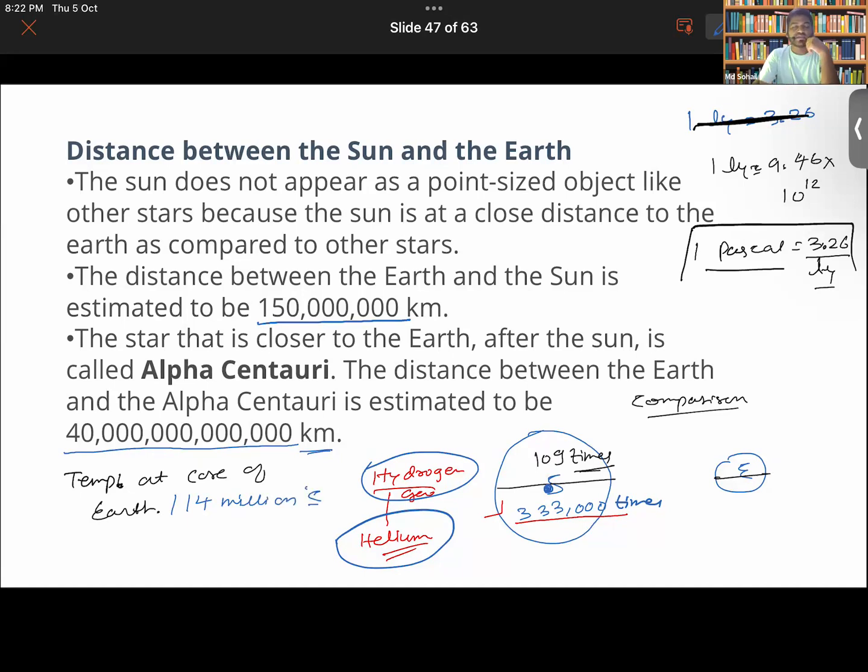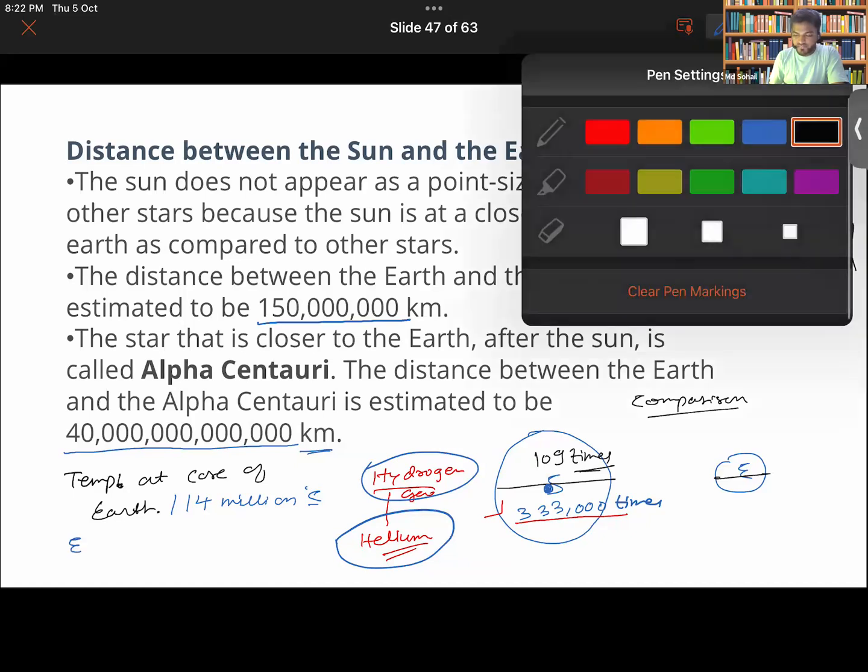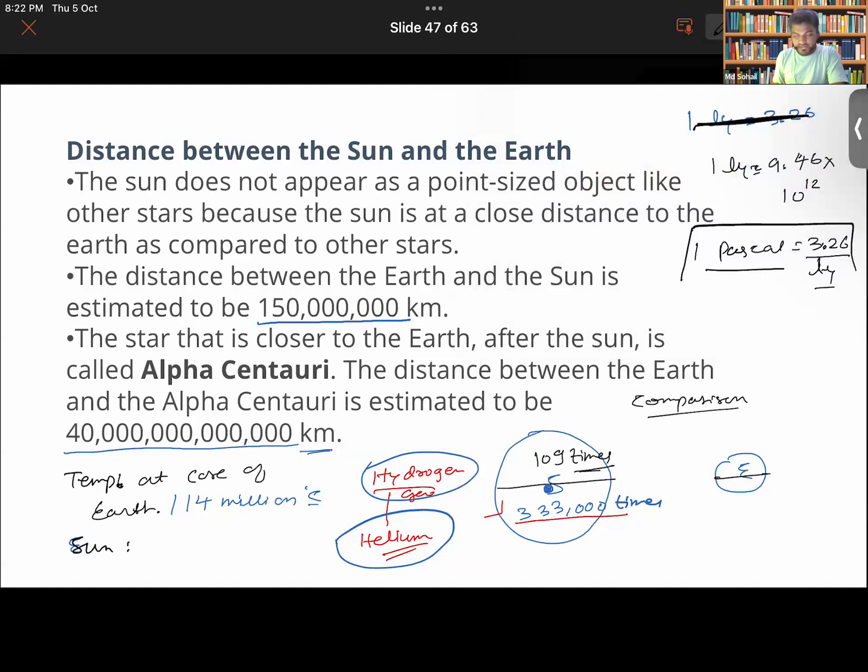Any guesses about the surface temperature? Will the surface temperature be in millions or will it be in thousands? Thousands, sir. It is estimated that the surface temperature of the sun is 6,000 degrees Celsius. Getting it now? Now, compared to the other stars, the sun looks enormous to us. Why is it so? Because it is closer to us, right? While the other ones appear smaller, right? Okay.